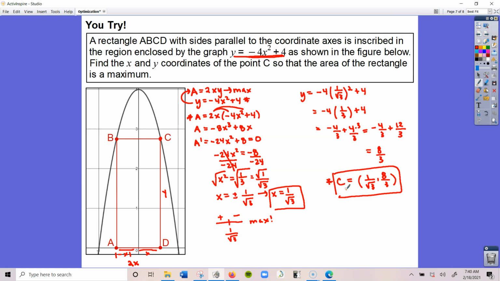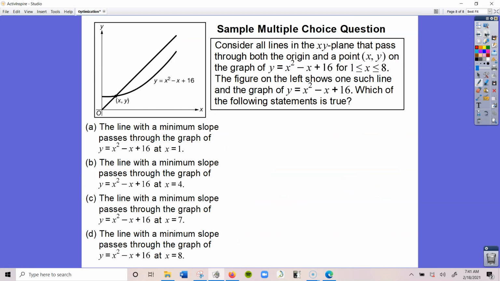Now let's look at a sample multiple choice question. We have here, consider all lines in the xy plane that pass through both the origin and a point xy on the graph of y equals x squared minus x plus 16 on the interval 1 to 8. The figure on the left shows one such line and the graph of y equals x squared minus x plus 16. Which of the following statements is true? So we have this figure here, we have this line, and we have the y equals.